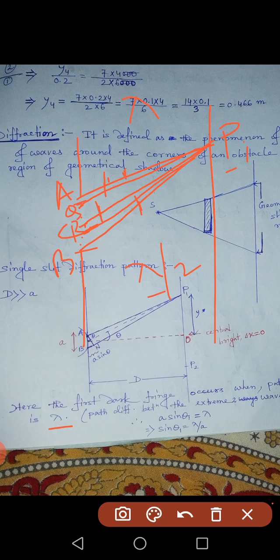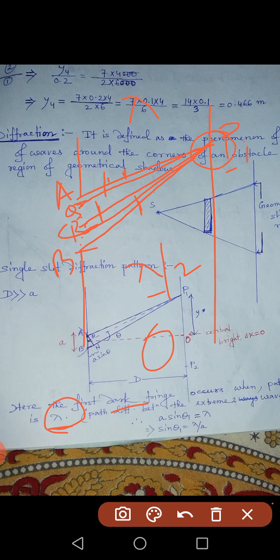Okay. So can we say, since the crest of one wave and the trough of one wave are meeting at P1, then the resultant intensity will be what? 0. If the resultant intensity is 0, point P1 will be a dark one. Okay, that is the first dark if the path difference is lambda. I think it is clear.